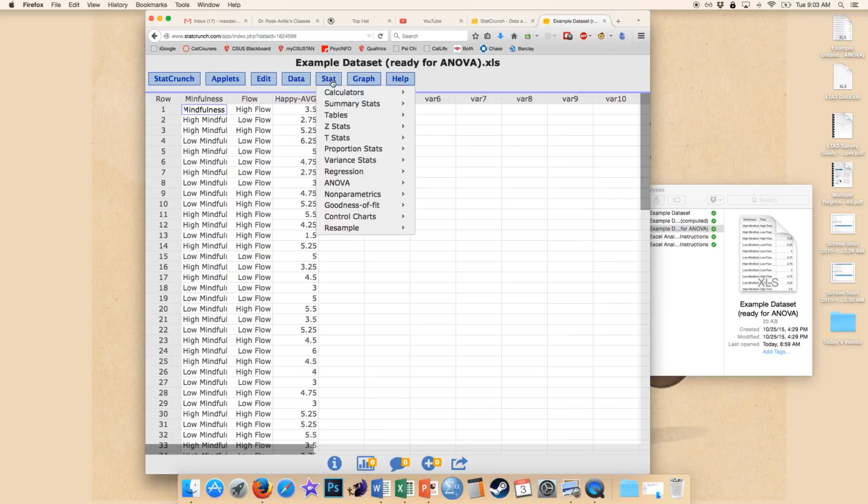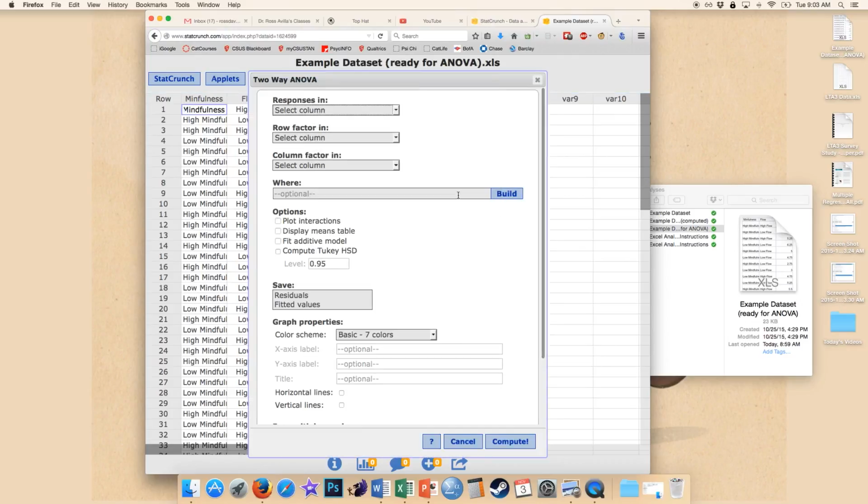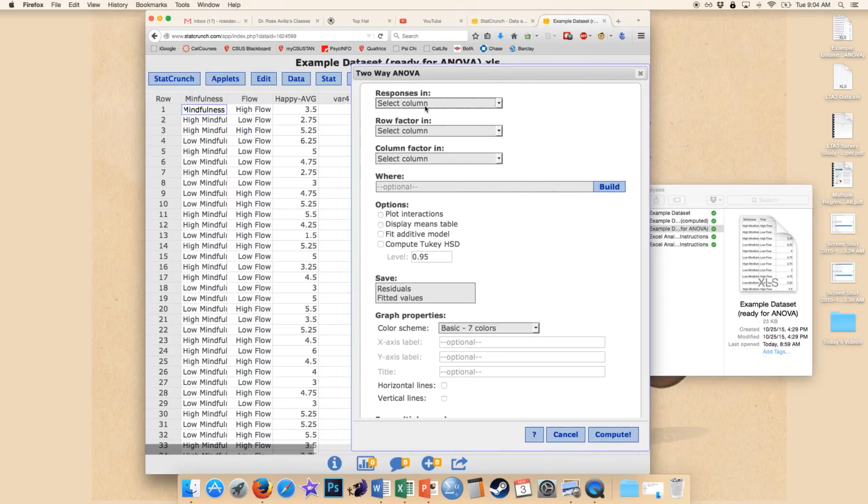To do that, you go to Stat, ANOVA, Two-way, meaning that we have two independent variables. And then for our responses in, that's our dependent variable, we want to select happy AVG. It's actually the only one that we have here because that's the only numerical variable. So just put your dependent variable in that one. And then for your row and column factor, it doesn't matter which one you put in first, but that's where you want to put your independent variables. In whatever order you do, it doesn't really matter.